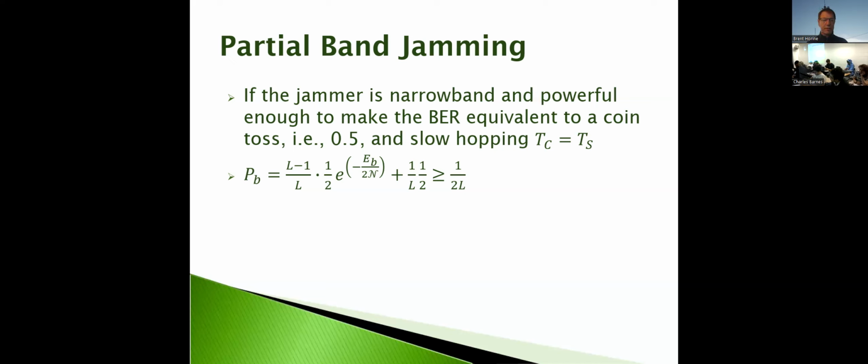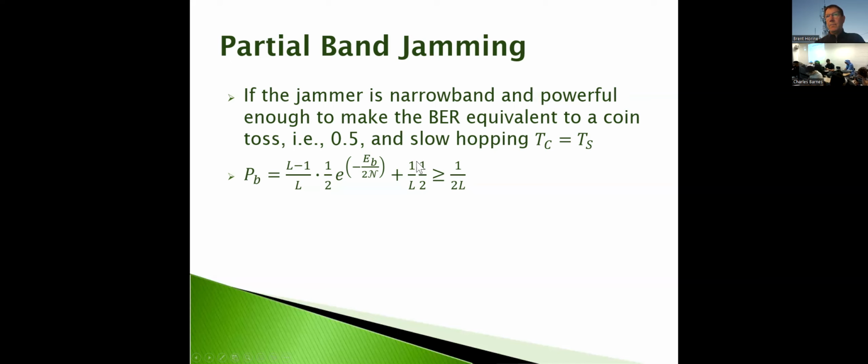Now, the probability of a bit error is this: when we hop onto the same channel, the same frequency bin that the jammer's at, we're going to have a probability of error of 1/2. That's a coin toss, right?